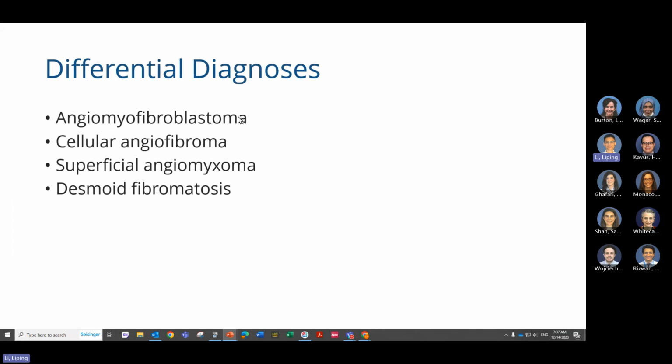For the differential diagnosis I put here, we're going to talk about these three entities in today's lecture. Desmoid fibromatosis is kind of easy to differentiate from this because it has spindle cells forming fascicular growth. Compared to deep angiomyxoma, desmoid fibromatosis is hypercellular, and we have characteristic beta-catenin nuclear and cytoplasmic staining for this entity.